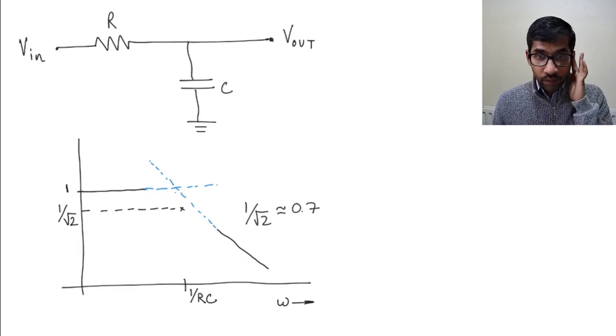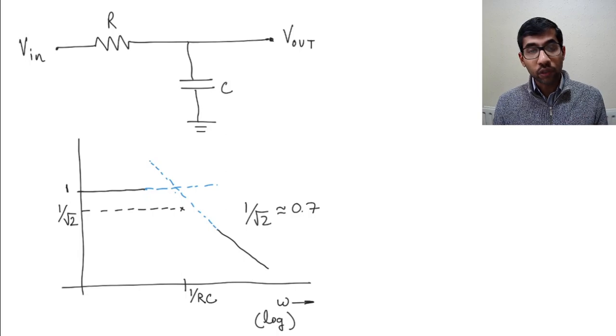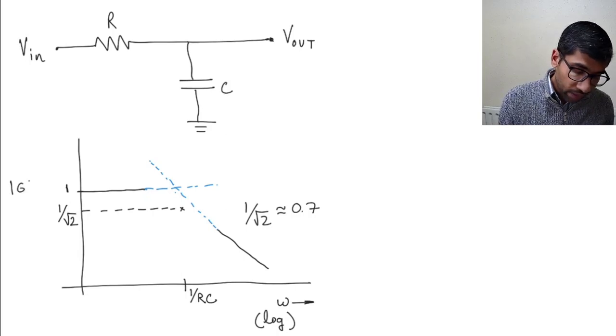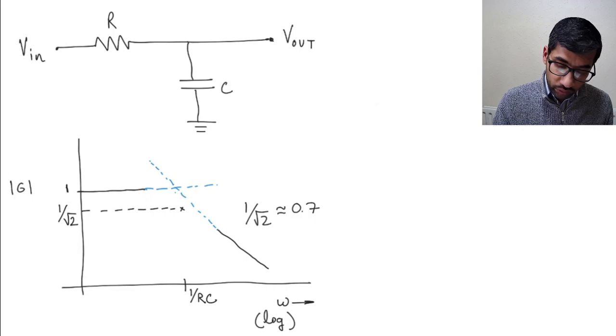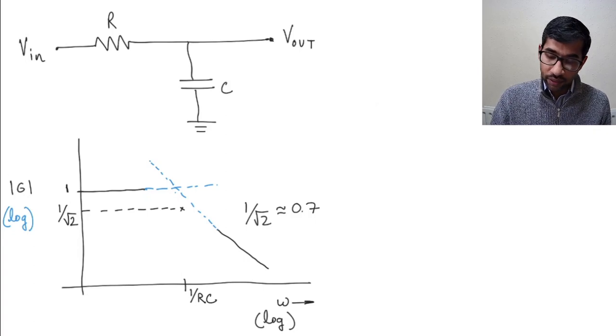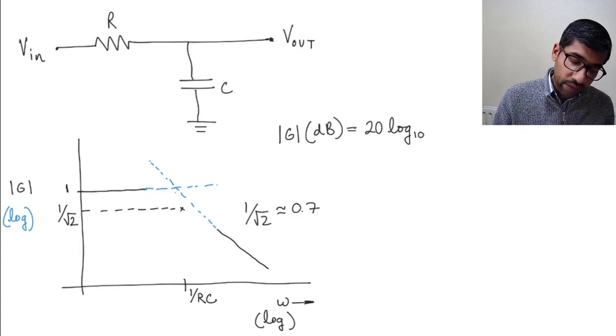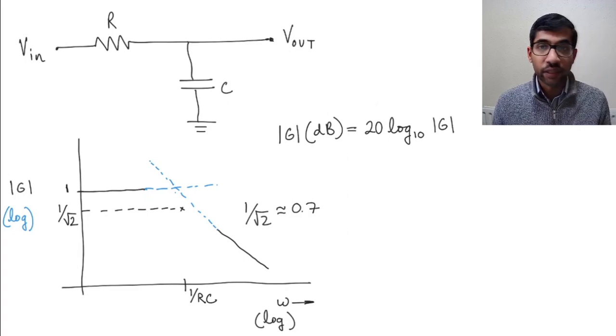Okay. Now we also said that the x-axis here, the omega axis, is being plotted in the log scale. And sometimes we also want this gain axis to be plotted in the log scale. If we plot it in the log scale, how would we calculate the gain in log terms? So our gain in dB is going to be equal to 20 log base 10 of the mod of the gain, right? So that's how you can calculate the log gain.